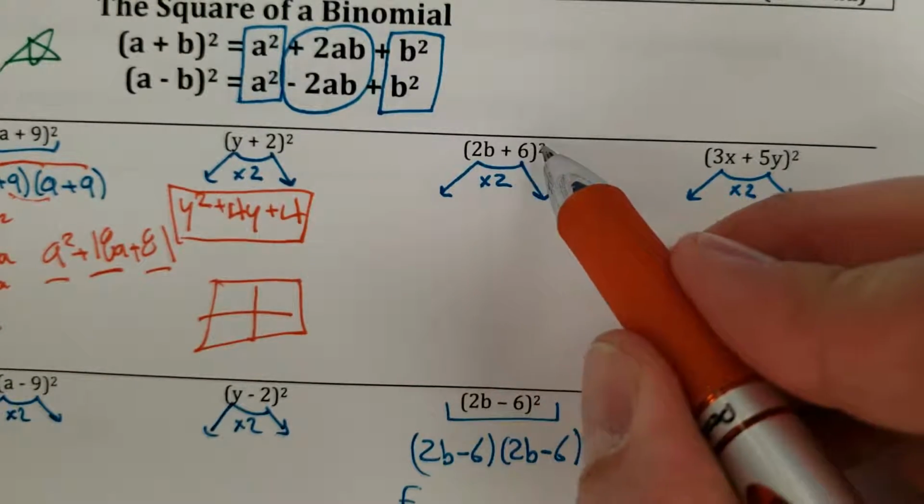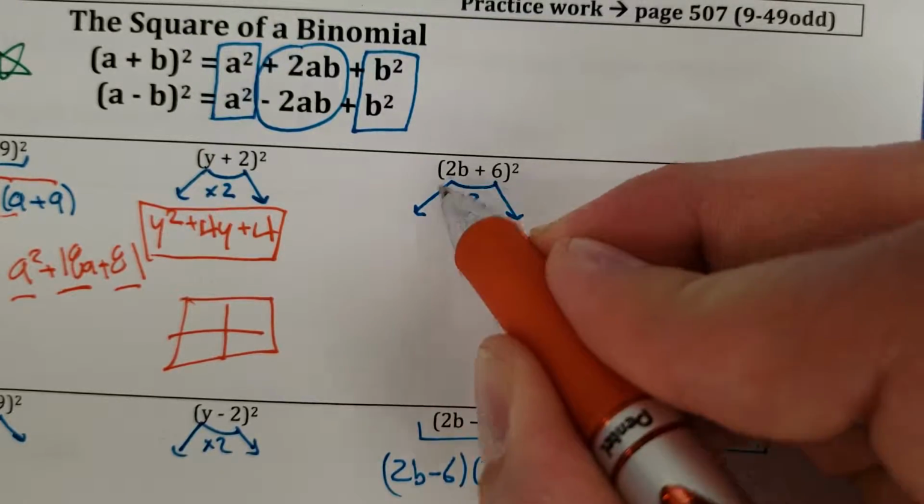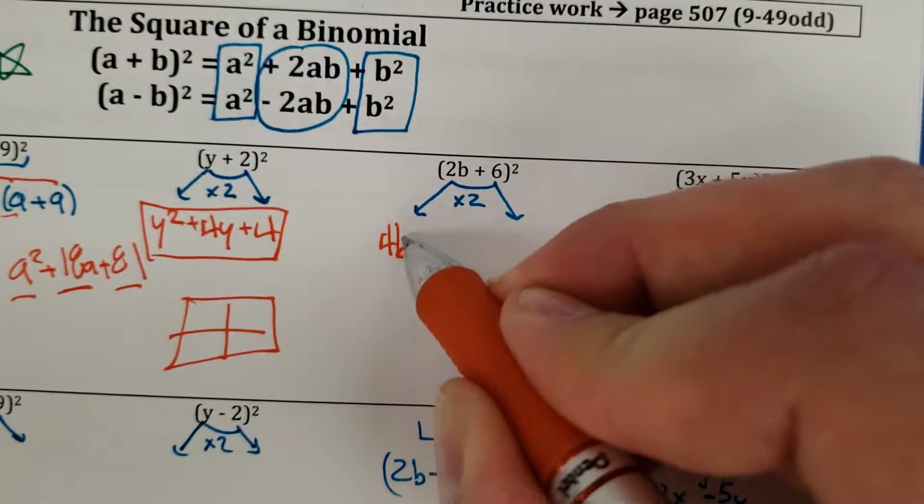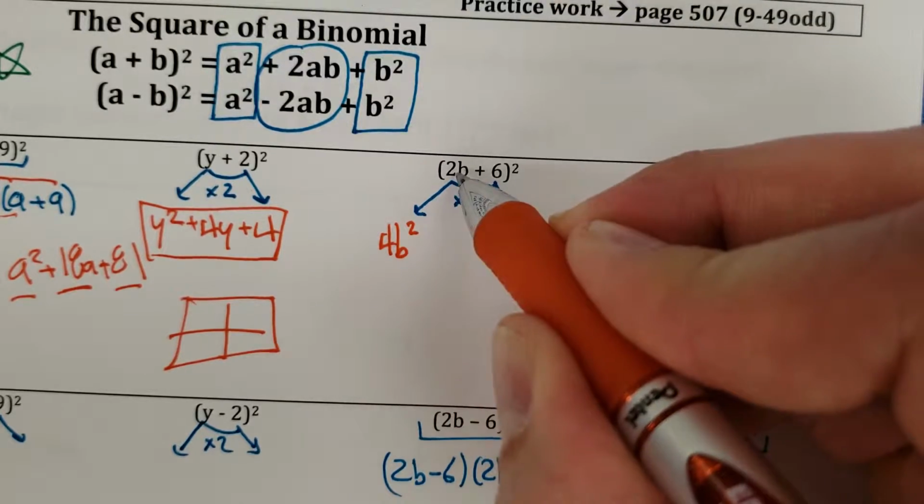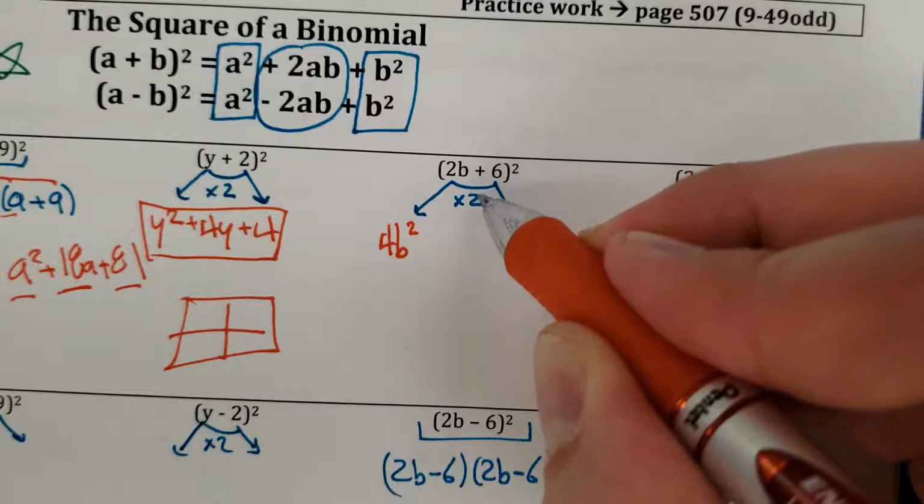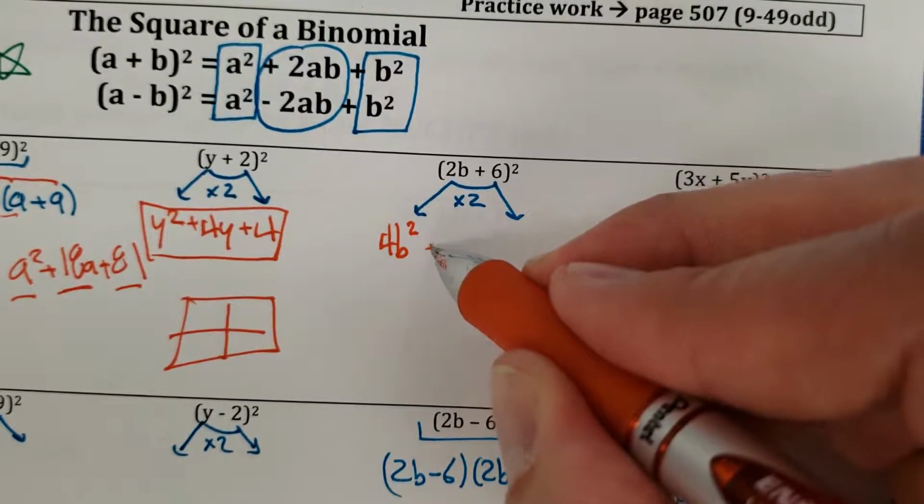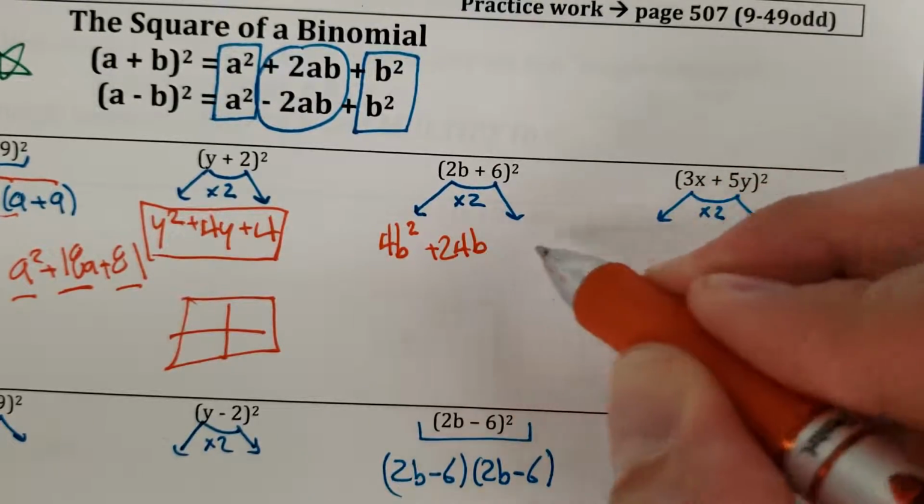So 2b plus 6 squared. I square the first thing. Now 2b squared actually would be a 4b squared. You have to square the 2b times itself. So that'd be a 4b squared. A single 2b times 6 would be a 12b. If I doubled that, I'd have a 24b, okay?